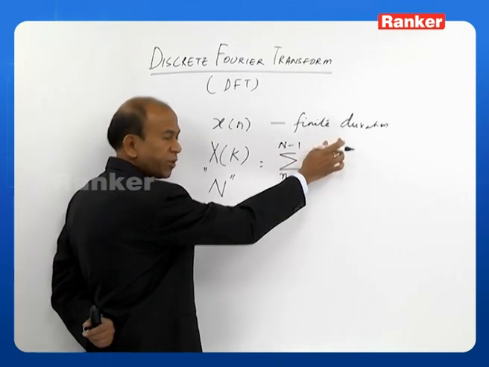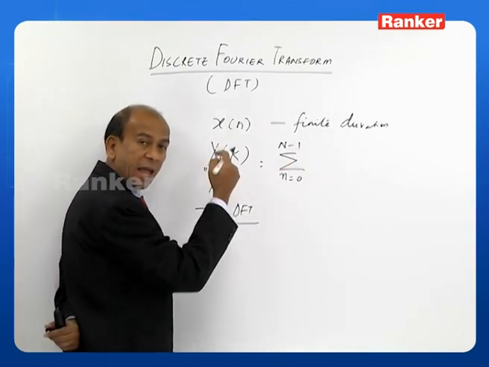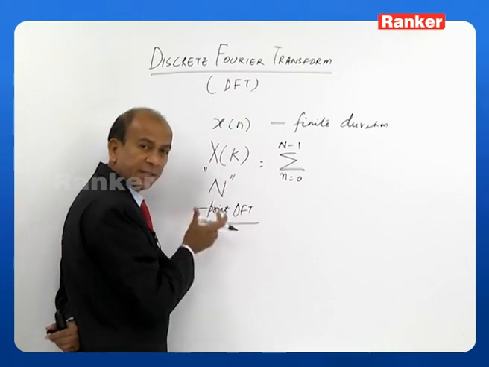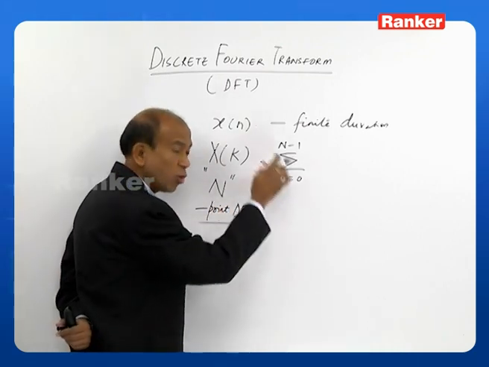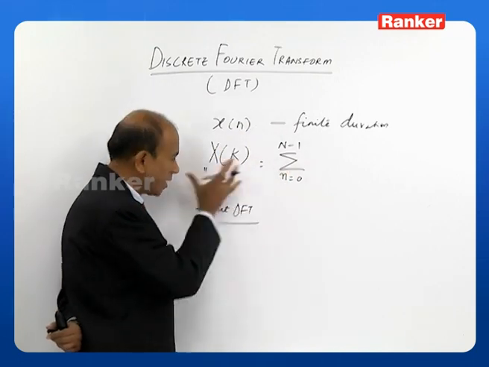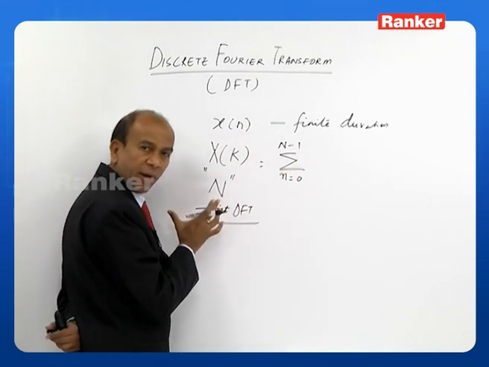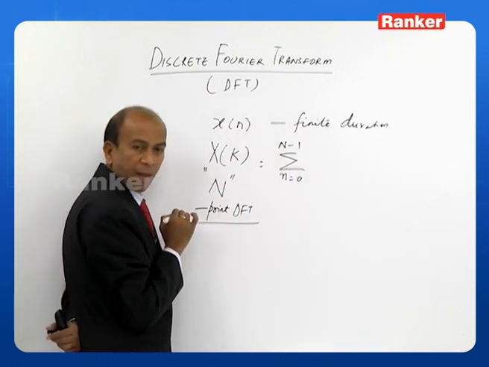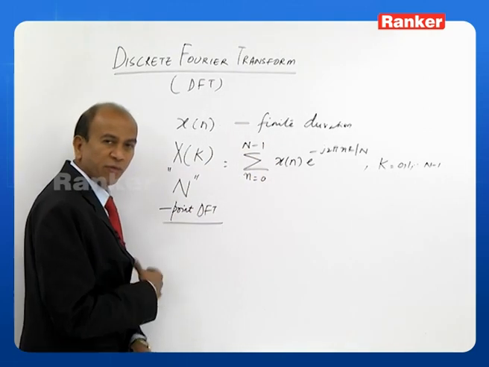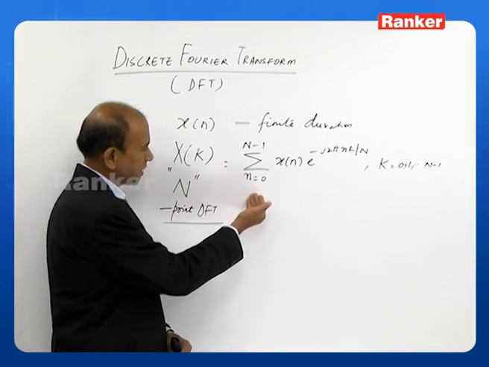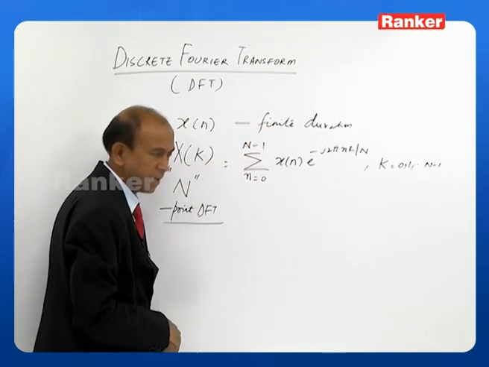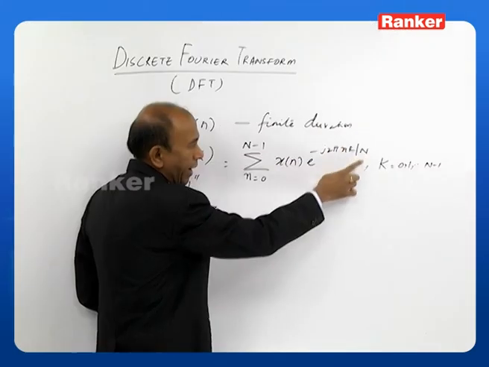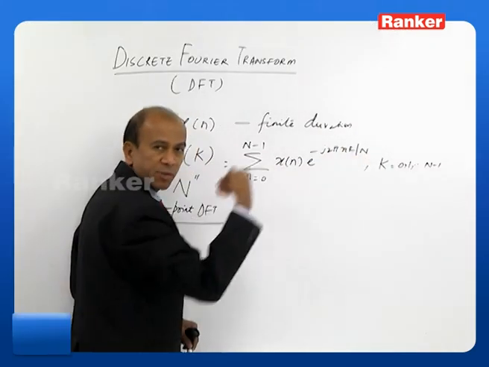So I have a finite duration sequence, and in fact the DFT also is of finite duration. That is, it is an N point DFT where n is from 0 to N minus 1 in the summation. So N is again a finite one here. This is how we do it. This is very important, and the formula is X of k is given by the summation n is equal to 0 to N minus 1 of x of n e to the power of minus j 2 pi n k by N, where k is from 0 to N minus 1.